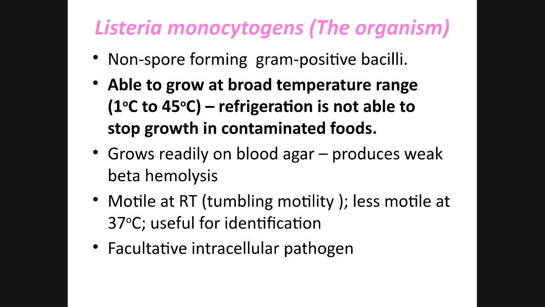Then there is another important thing here: this organism is motile, and it is less motile at 37 degrees centigrade, or rather non-motile, and more motile at room temperature. So this is one identification point of this organism. And secondly, the motility, even if you see at 37 degrees centigrade, it is not like other organisms. It is a typical type, and it is named the tumbling motility.